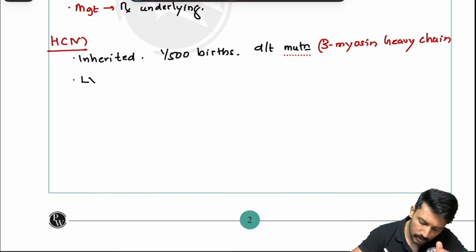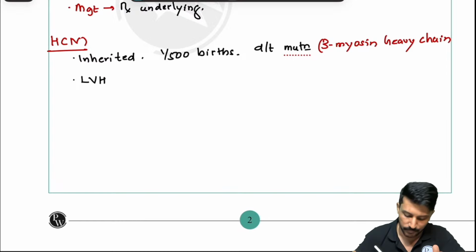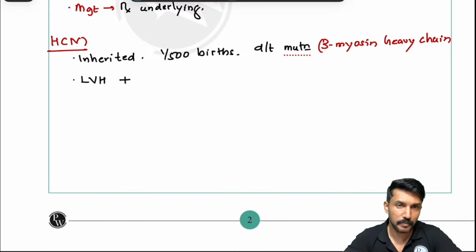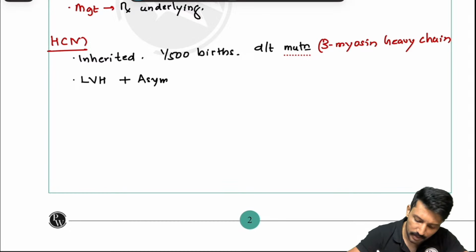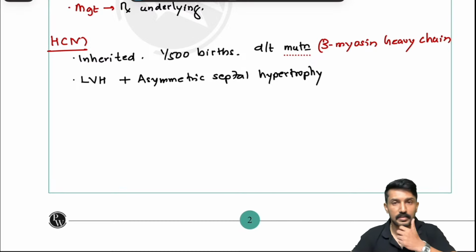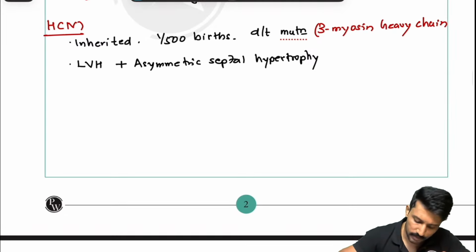It mainly causes left ventricular hypertrophy. But that's not the problem. The main problem is, along with left ventricular hypertrophy, it causes what is called asymmetric septal hypertrophy. So exactly what is happening here?